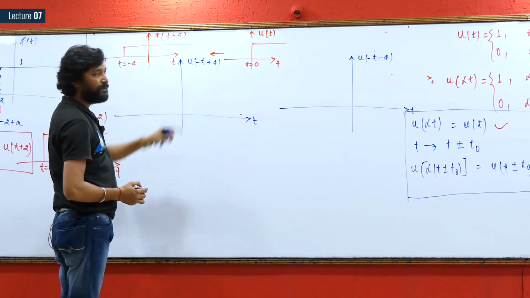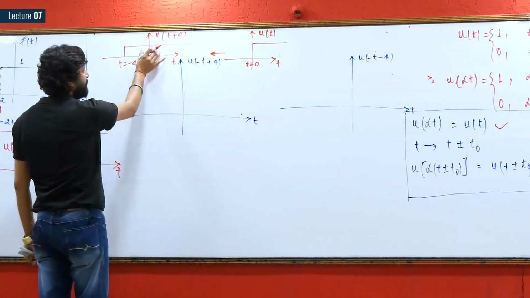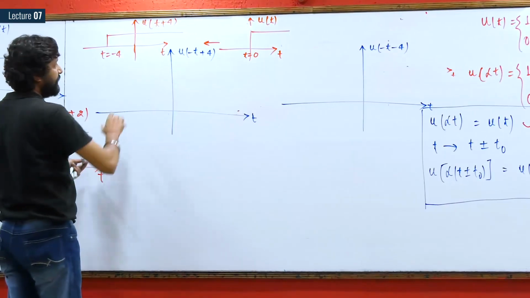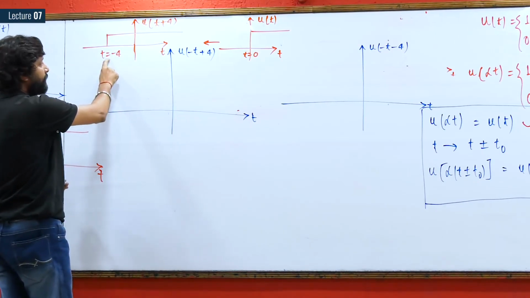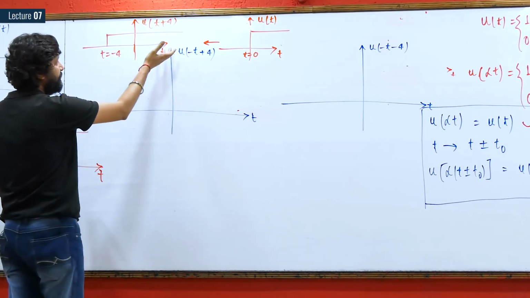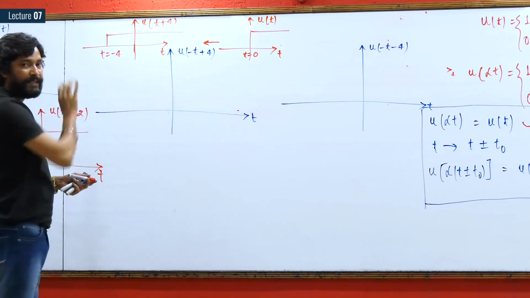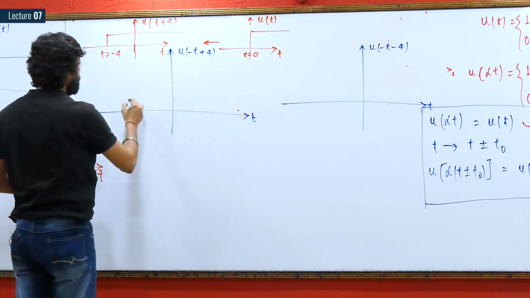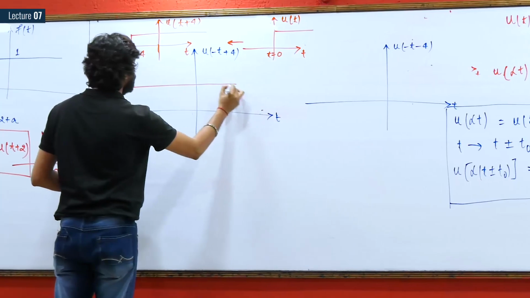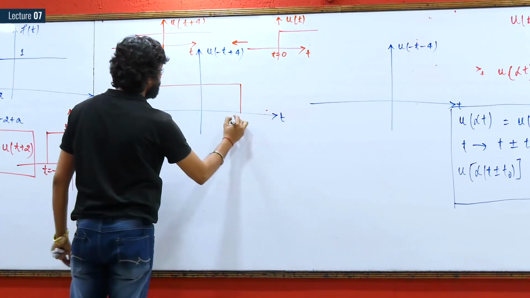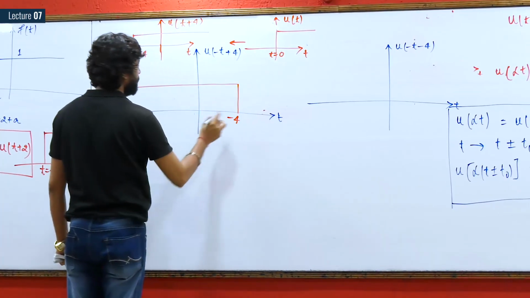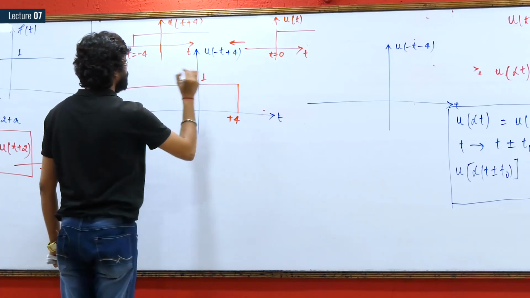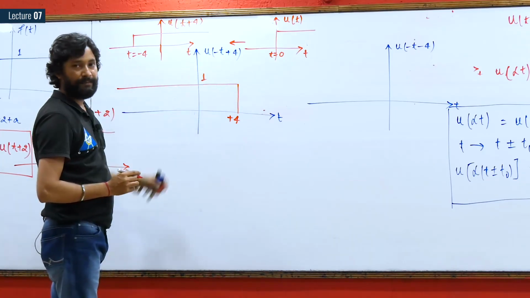Now you will have to take time reversal on this function, and after time reversal, if before it is existing from minus 4 to plus infinity, then after time reversal it will be existing from minus infinity to plus 4. So finally you will be getting this signal starting from minus infinity and terminating at plus 4, value will be 1. So it is your signal u of minus t plus 4.